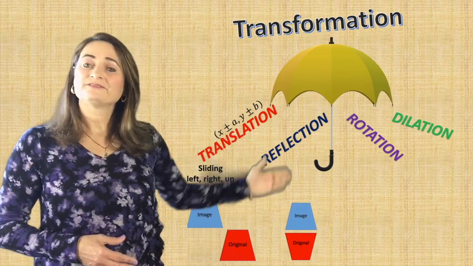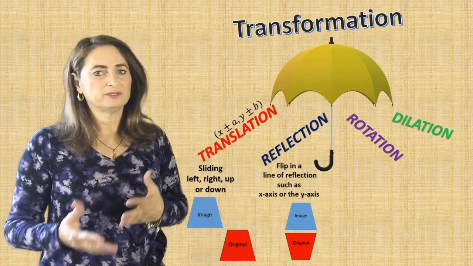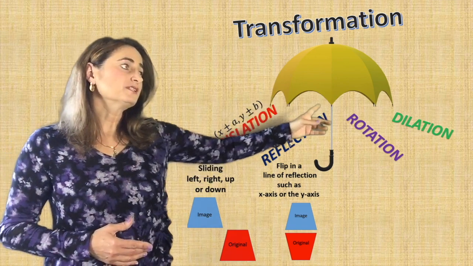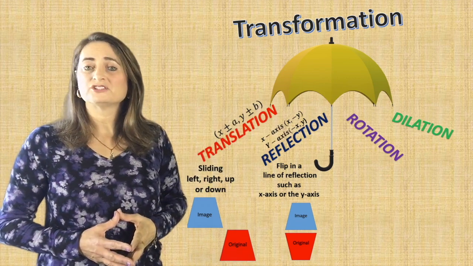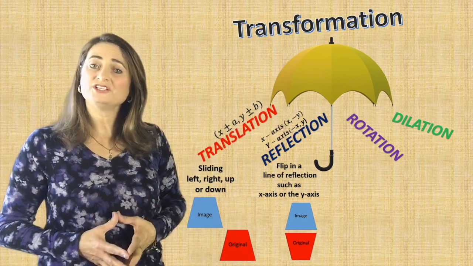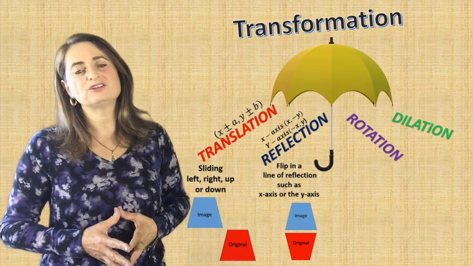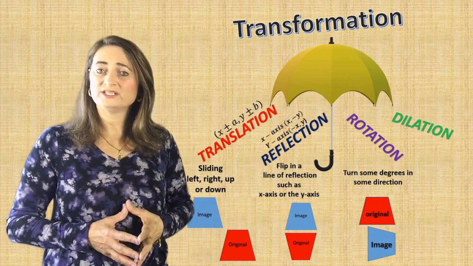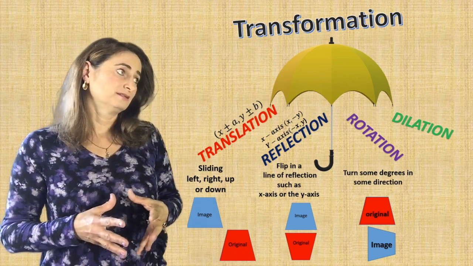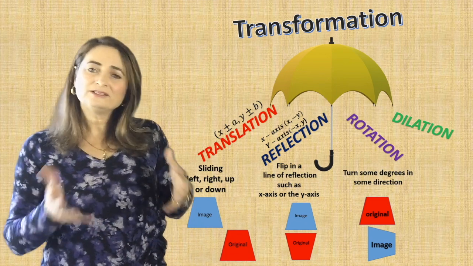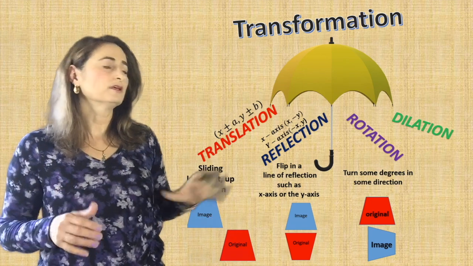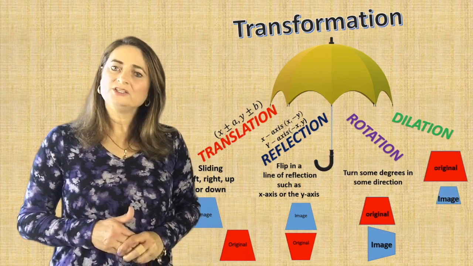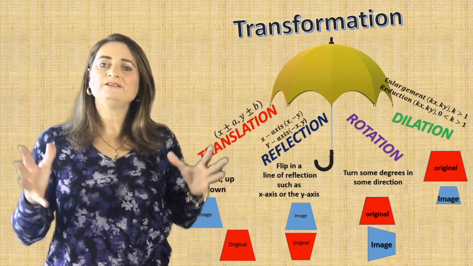Reflection is a flip over a line of reflection. It could be the x-axis or the y-axis or any other line. If you change the sign of the y, that's a reflection over the x-axis. If you change the sign of the x, that's a reflection over the y-axis. Rotation is a turn, some degrees, and some direction, like 90-degree, clockwise, counterclockwise, and so forth, but we will not be discussing this today.